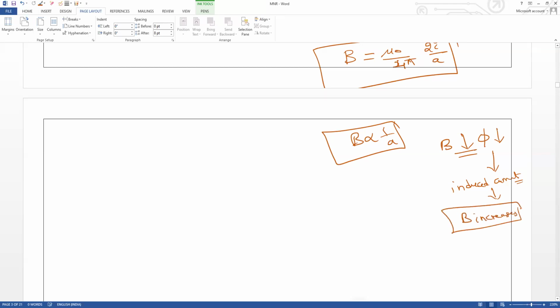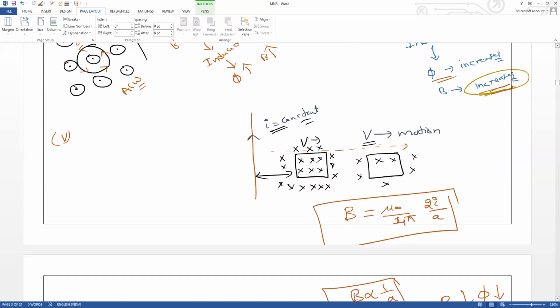B is going to increase, so what is the direction of the induced current? Clockwise or anticlockwise? It opposes the decrease, so the induced field is into the page. Apply the right hand rule. All four fingers are the direction of the induced current. Now you see your thumb is pointing into the page or out of the page? Into the page. So the induced current is clockwise. Understand, everyone?